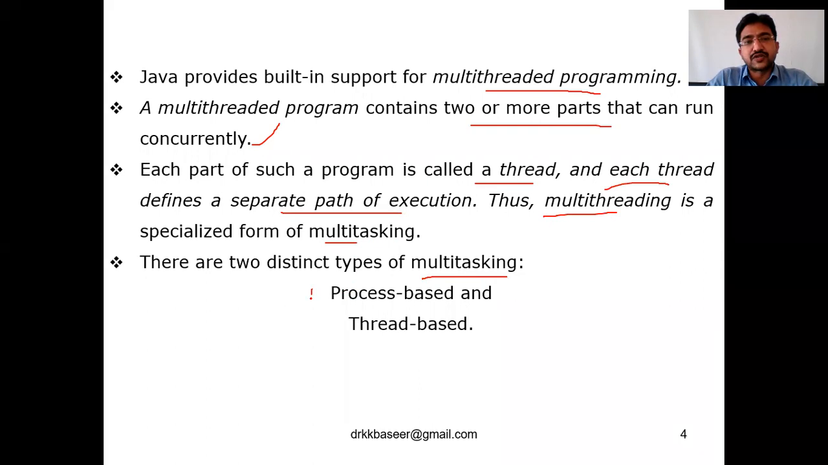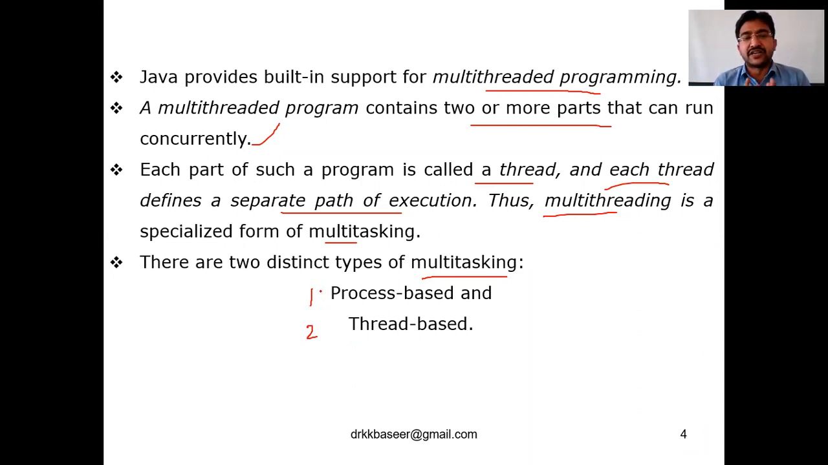The one is process-based multitasking. Second one, thread-based multitasking. Now in this chapter, we are dealing with multi-threading. Multi-threading is nothing but performing multiple tasks. To perform multiple tasks, which means multiple activities, we are going to use process-based and thread-based multitasking.